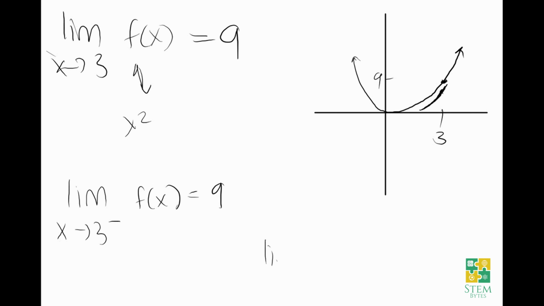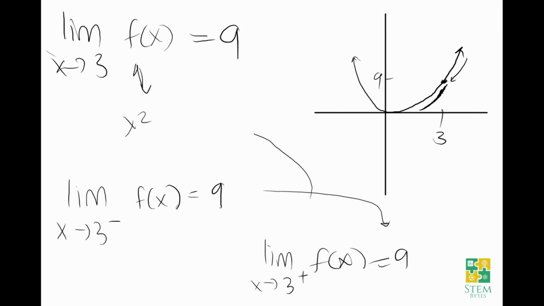And what about from the other side, from the positive side? Yes, we're also getting closer to 9. And because these are the same thing, this limit exists, and it is whatever the one-sided limits are. So kind of makes sense, right? Okay, so now I hope you have a firm understanding of the idea of the limit.